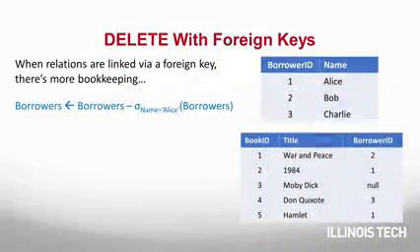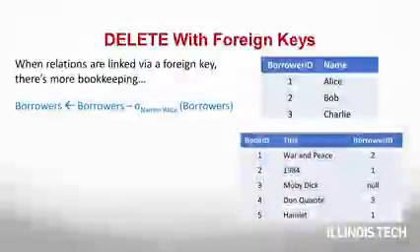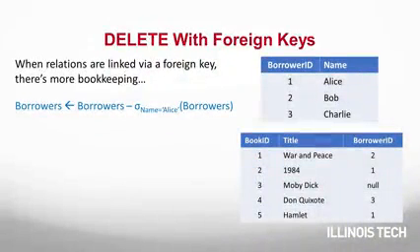So suppose Alice leaves the library and gives up her library card. So the simple way to delete Alice's data is we just select the borrower whose name is Alice from borrowers. That gives us her tuple in the borrowers table. And we just remove it from the borrowers table. So here's the result that we're going to get. Now there are only two borrowers, Bob and Charlie.